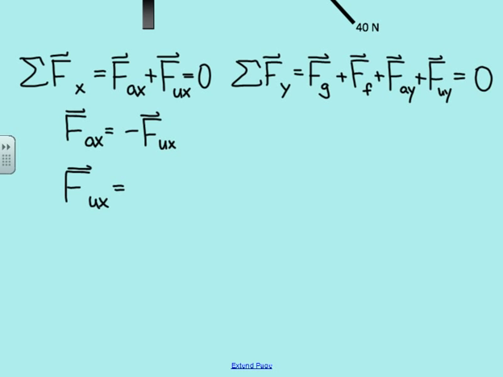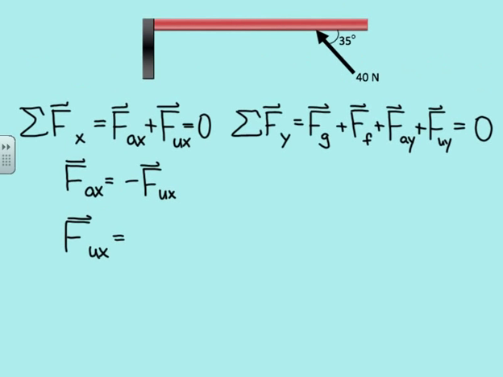To find that component, I'll take the magnitude 40, multiply it by the cosine of 35 degrees, and that gives me 32.766 newtons. Looking at my diagram up here, I notice that that x component would be negative, and so the two negatives cancel each other out. So the x component of my unknown force is simply 32.766 newtons.